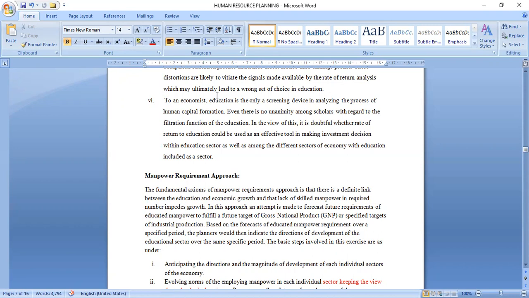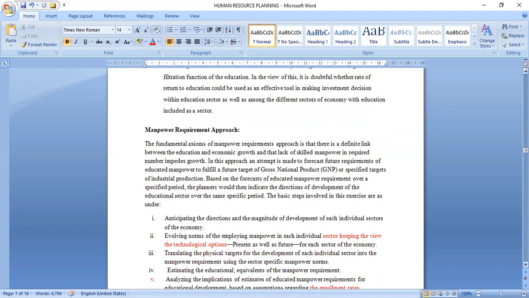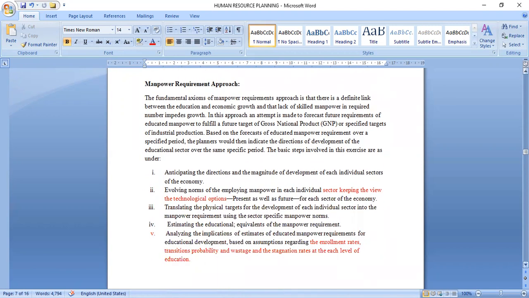So this rate of return approach only considers formal education, and yet it is important for us to know that even with informal education, people can get skills, which are actually required in a number of organizations. Then we have the manpower approach.